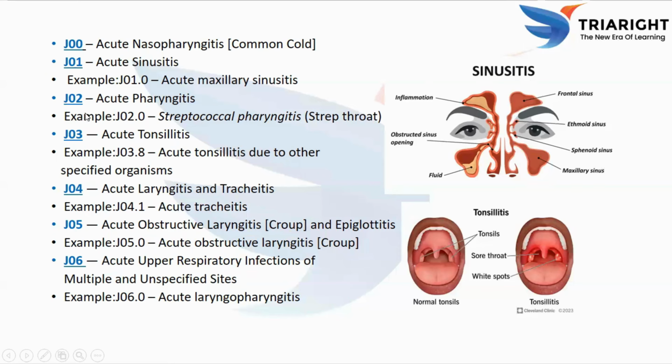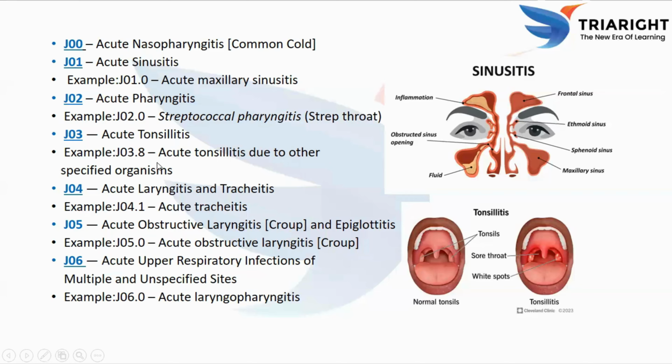Coming to the J02 code, it's acute pharyngitis, an infection of the throat. The throat is also called the pharynx. An example is J02.0, streptococcal pharyngitis. You can see symptoms like sore throat, pain while swallowing, red throat, and fever. J03 is acute tonsillitis, which is inflammation of the tonsils.